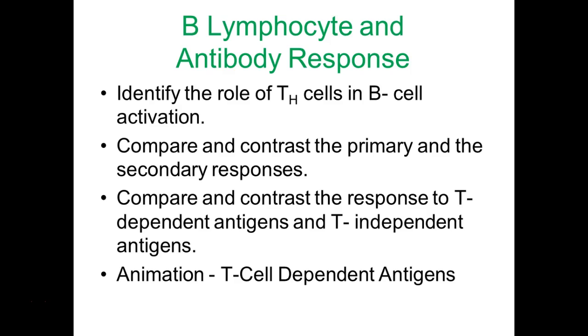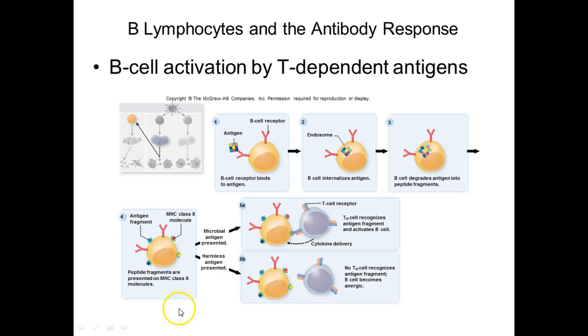Now, some antigens, in order to make antibodies, you need T cell help. You need the helper T cell. So those would be T-dependent antigens. T-independent antigens obviously do not require the help of the T cell. No helper T cell needed.